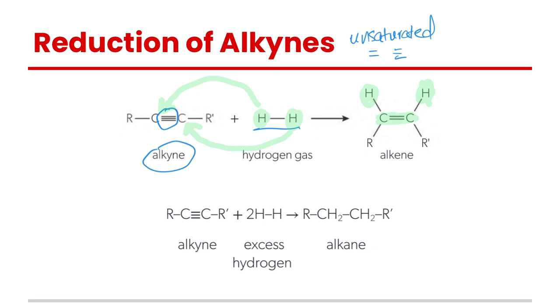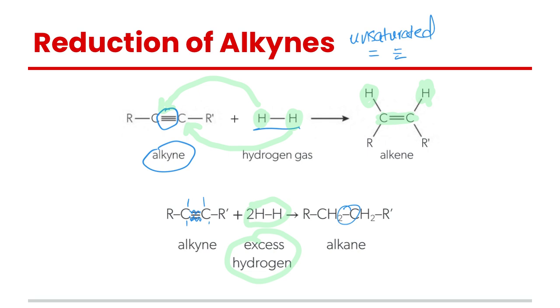Now, if we were to do this reaction with an alkyne in excess hydrogen, so having at least 2 moles of hydrogen for every 1 mole of alkyne, we can get it to go all the way down to an alkane. So essentially, we would add a hydrogen here and here and break one of those bonds, and then we'd add another hydrogen here and here and break the other bond. So we'd end up with a single bond and all of the carbons fully satisfied with hydrogens.